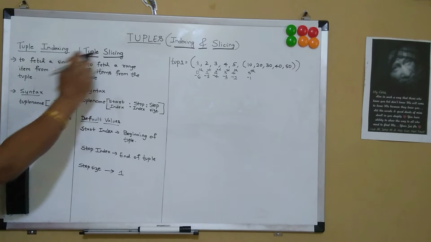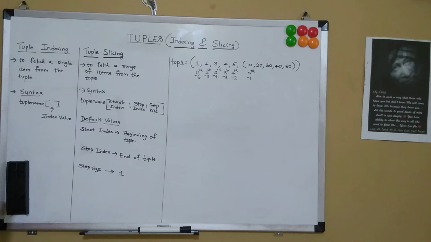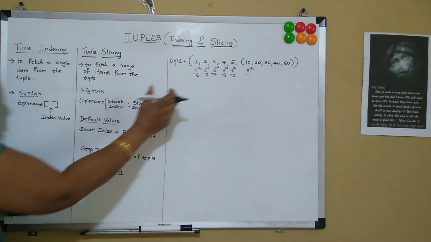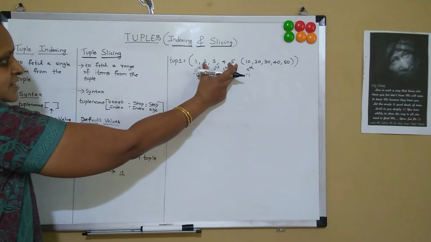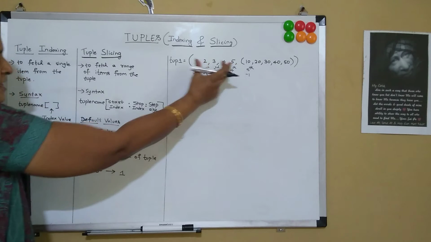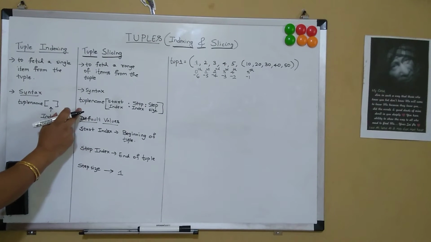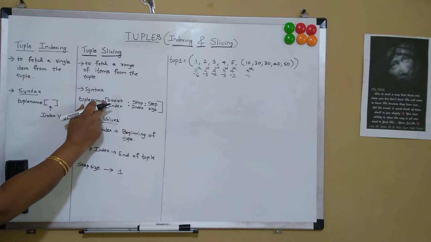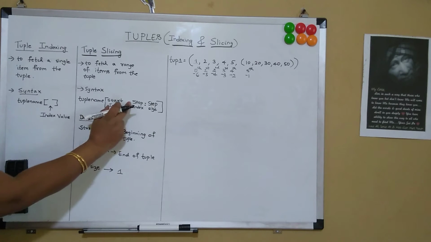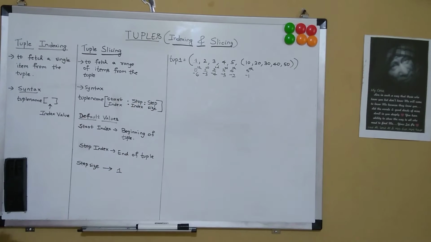Now coming to tuple slicing. What is tuple slicing? In this we can fetch a range of elements, not a single element. We can fetch a range of elements from the tuple. And the syntax for it is the tuple name, and we have to specify the start index, the stop index, and the step size.